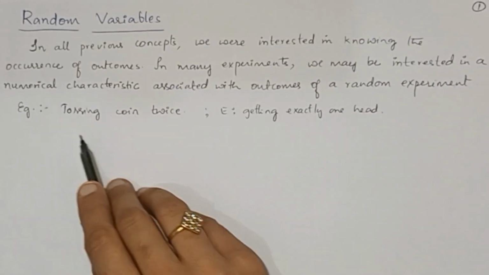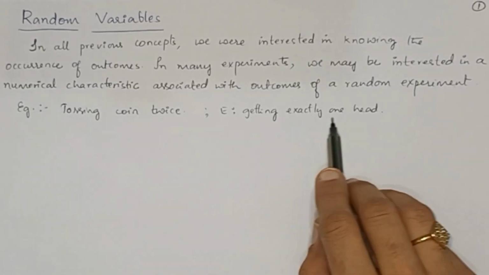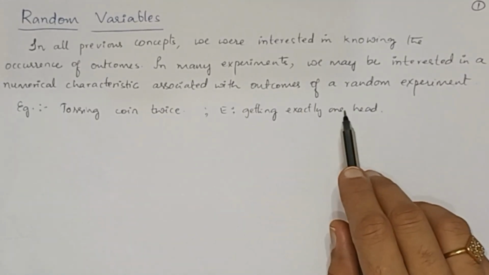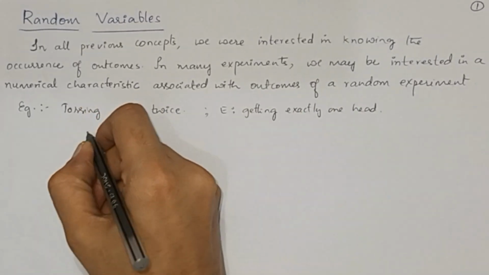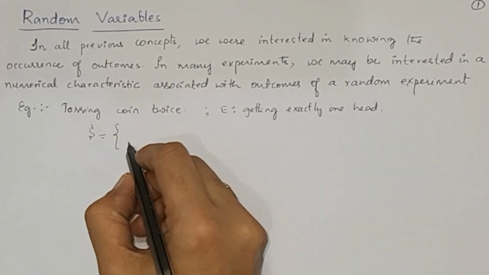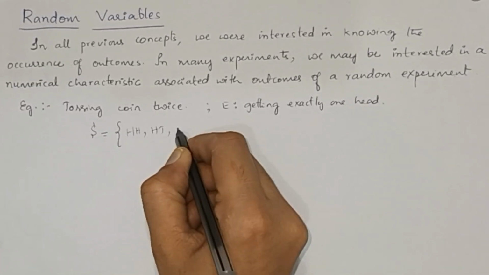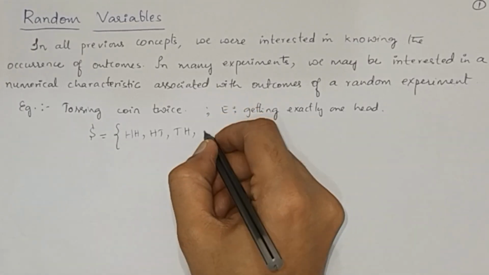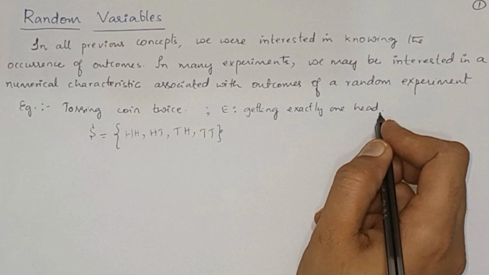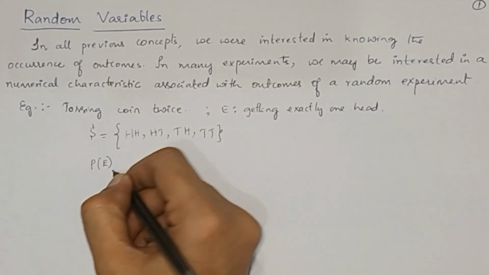Consider an example of tossing a coin twice, and the event is getting exactly one head. How do you find the probability of this event? We have done this in all our previous videos. First, you have to write the sample space associated with this random experiment, that is, tossing a coin twice: HH, then HT, TH, and TT. And the event is getting exactly one head.